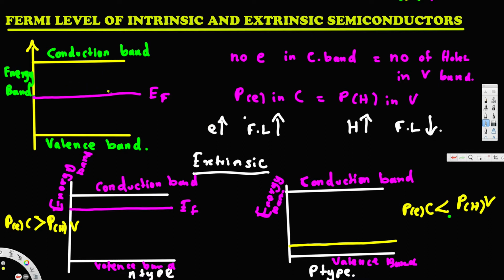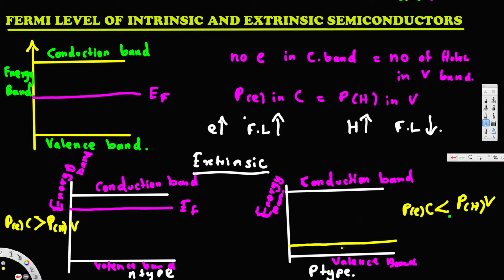Let's explain again. For intrinsic semiconductors, both of them are equal. The probability of finding an electron in the conduction band is equal to the probability of finding holes in the valence band. That's why we have the Fermi level in the middle. But for extrinsic semiconductors, there are two cases. We have N-type and P-type semiconductors. For N-type semiconductor, the conduction usually occurs due to electrons. It has high electrons, which means the probability of finding electrons in the conduction band is higher than the probability of finding holes in the valence band. So when the electrons are high, the Fermi level goes up. Because of that, we have the Fermi level on top.